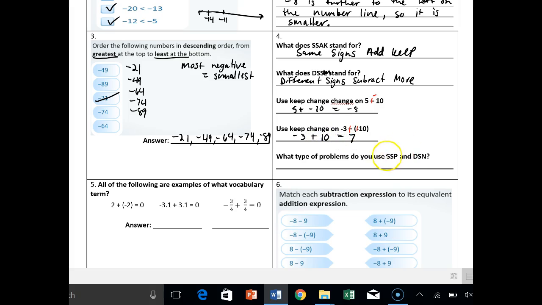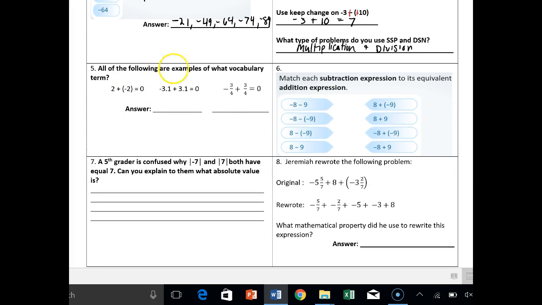What type of problems do SSP or DSSN? We haven't learned these yet, but this is for multiplication and division. This is what we're going to be doing next week. So multiplication and division. This stands for if they're same signs positive and different signs negative. But again, we'll learn that next week.